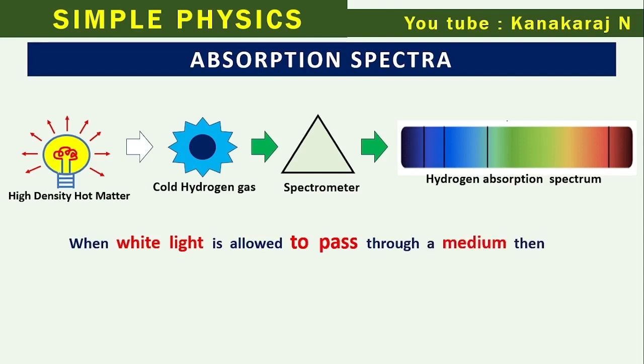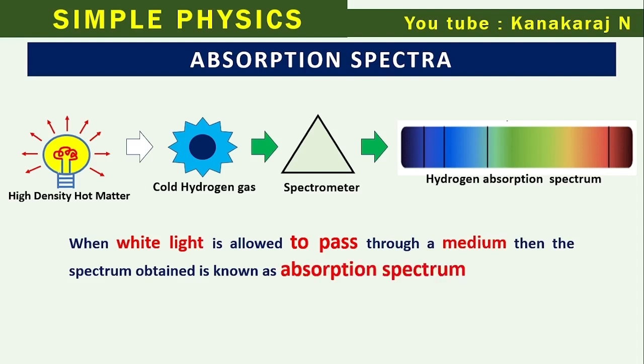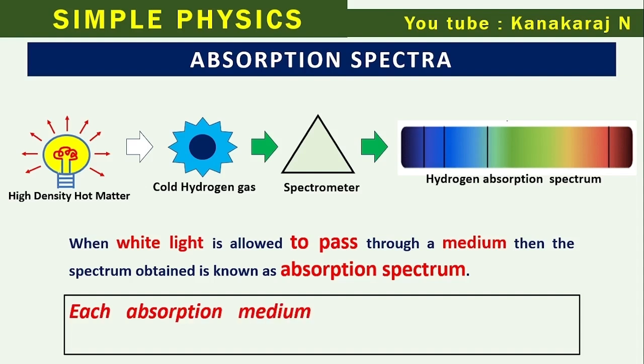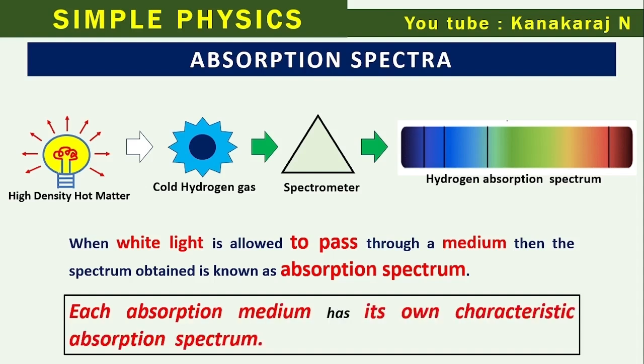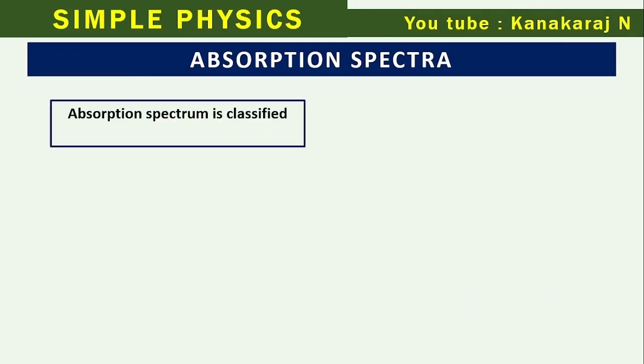When white light is allowed to pass through a medium, the spectrum obtained is known as the absorption spectrum. Each absorption medium has its own characteristic absorption spectrum. Absorption spectrum is classified into three types.